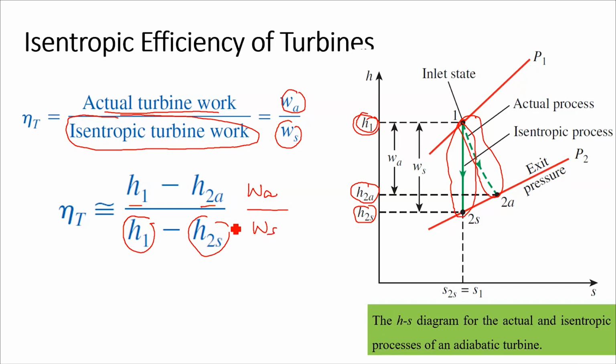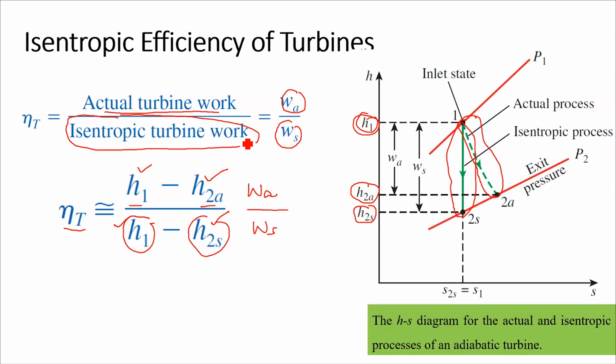Remember, whenever you have to calculate the isentropic efficiency, you need three enthalpies. One is the enthalpy of the inlet condition, which is the same for both numerator and denominator. The other two enthalpies are one for the actual state and one for the isentropic state. So you need three enthalpies in order to calculate the efficiency of a turbine.